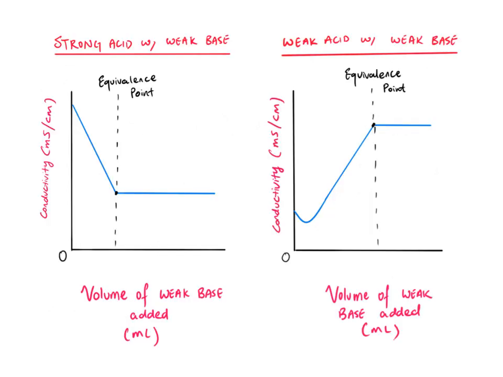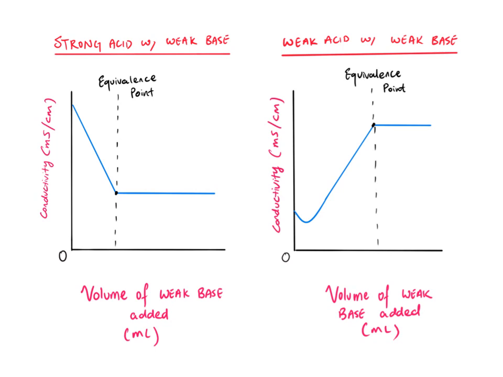Then these two are the graphs. On the left hand side, strong acid versus weak base. The weak base is ammonium hydroxide, and the strong acid is HCl. And on the right hand side, it is for weak acid versus weak base. So I have taken acetic acid and the weak base ammonium hydroxide. These are the different graphs which we obtained.